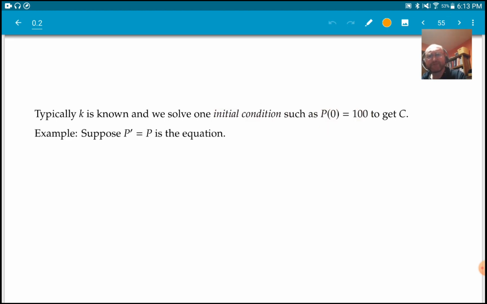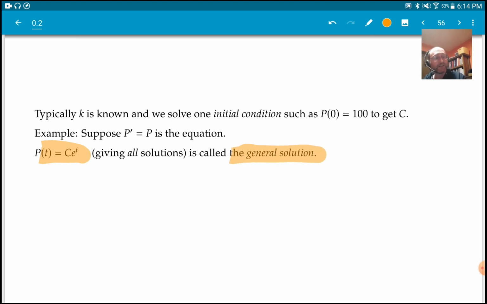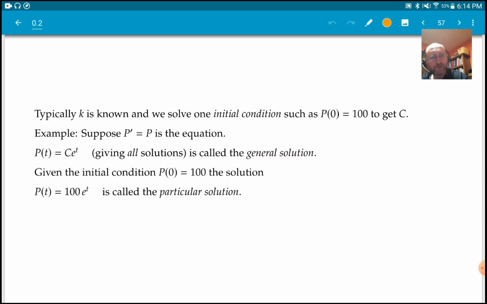So let's make a simpler example. Let's suppose that p prime is p, so let's just say k is 1. If that's the equation, then these are all the solutions, so we're going to call it the general solution. It's basically I'm writing down all the solutions to an equation. Now, once I solve for the initial condition, I get a single solution, namely this one, 100 e to the t, and that's called the particular solution. It's the particular solution solving this initial condition.